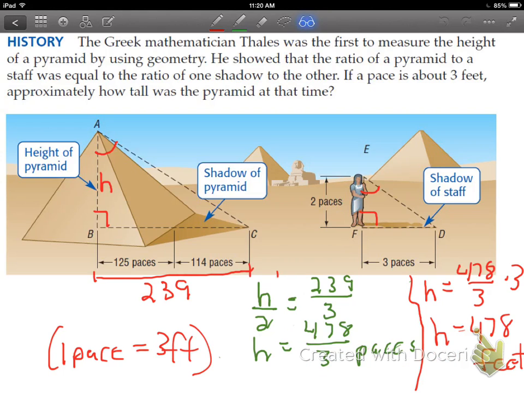On the pyramid problem, problem number 32, the ratio of the height of the pyramid to the height of Thales divided by the distance along the ground, which would be 239 feet for the pyramid and 3 for the length of the shadow, we form the proportion then h over 2 equals 239 over 3. When we solve that, we're going to get that the height is 478 over 3 paces. Since each pace is 3 feet, I'll multiply that by 3 and get my answer to be the height of the pyramid at 478 feet.